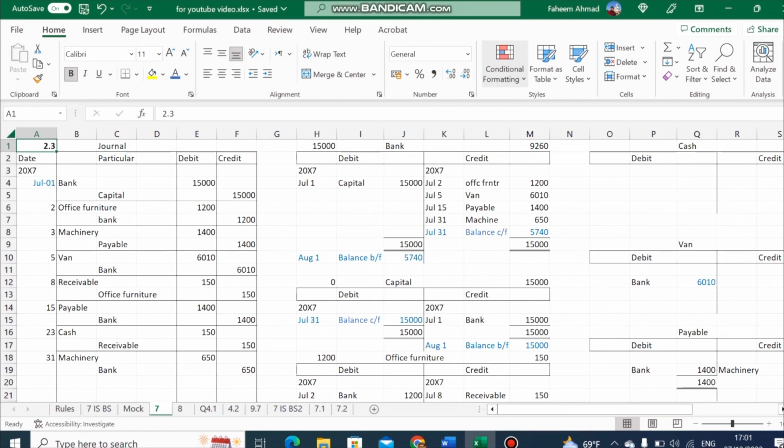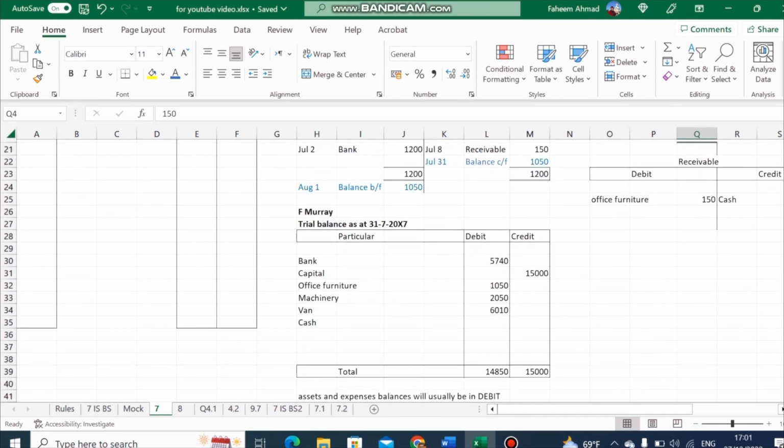So let's have a look at cash. Do they have any balance of cash? There is only one entry for cash. Cash debit 150. So 150 cash debit, and what is the opposite side entry? It's receivable. So it's 150. And cash balance will also be 150 on debit side.